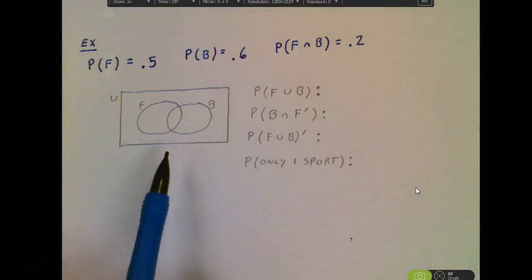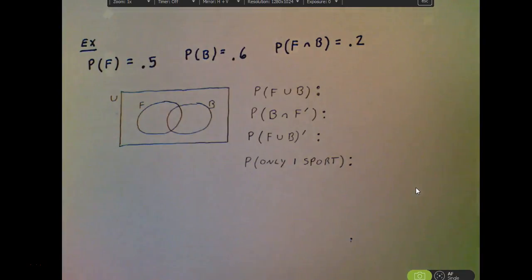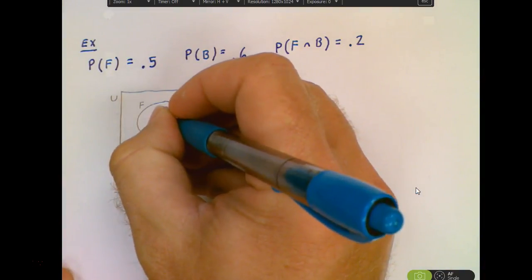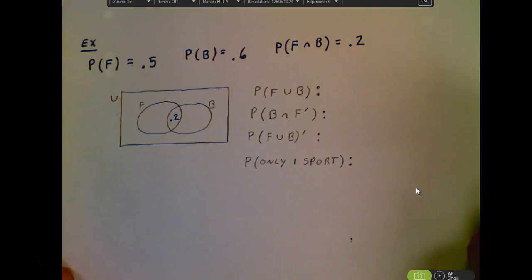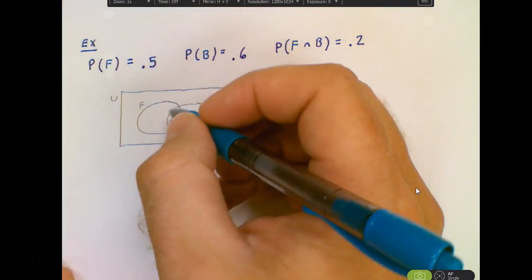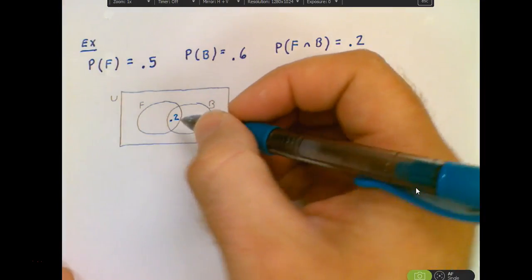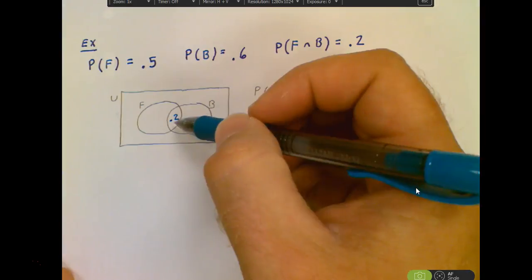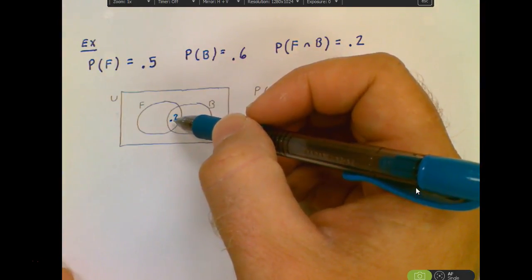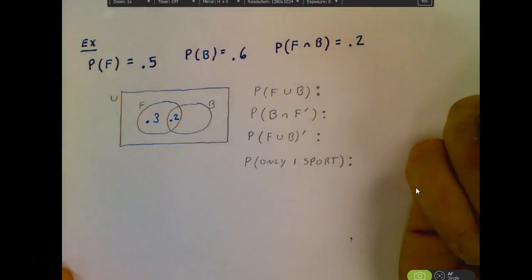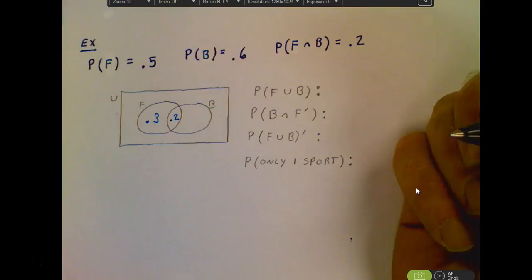If we were to fill out a Venn diagram for this, remember to start in the middle. So 20% do both. So 20% play football and baseball. For football, so here's my football circle right here. If 50% played football, keep in mind that we've already accounted for 0.2 of those students. So the remaining 0.3 would be those who play football only.